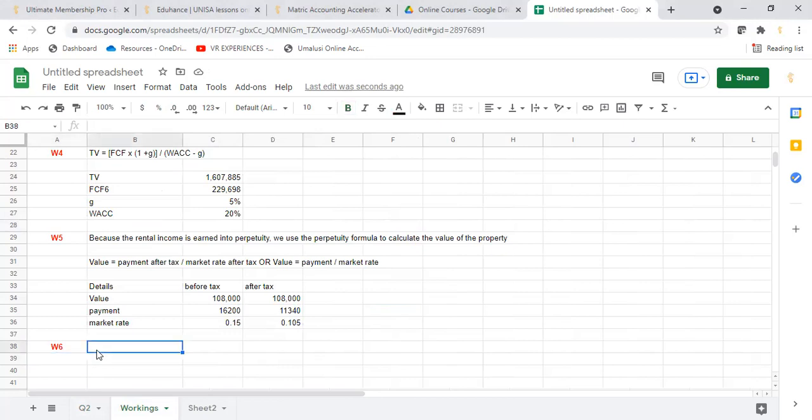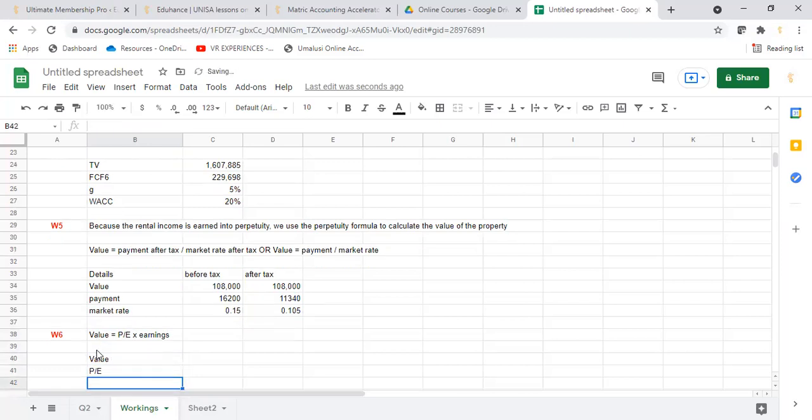So to work out the value using the PE multiple, we're going to say value equals PE multiple multiplied by earnings. So that means to get value, we need the PE multiple and we need earnings. We just take the PE as is, that was given. Now we need to work out earnings.